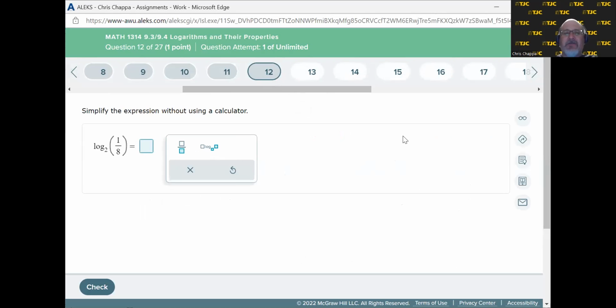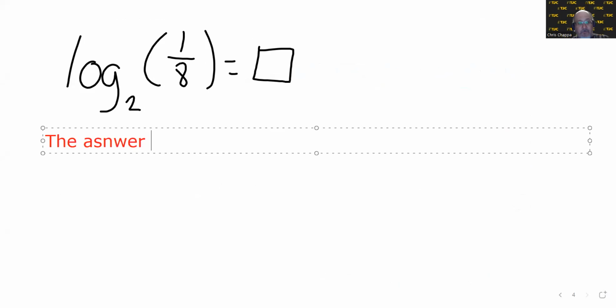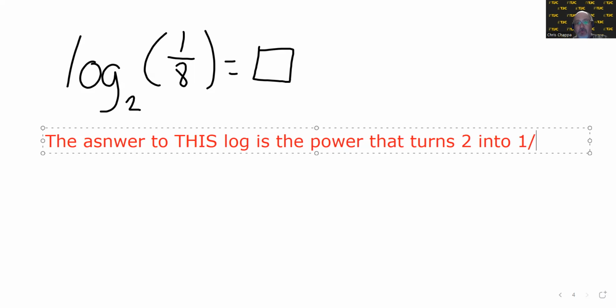Log base 2 of 1 over 8. Okay, I think this one merits working out. Or do you know it already? Do you know what log base 2 of 1/8 is? Now, if you can look at it and think the answer, that is awesome. But you still should know what the answer is supposed to do. The answer to this log is the power that turns what into what? Turns the base 2 into the argument, which is 1/8.